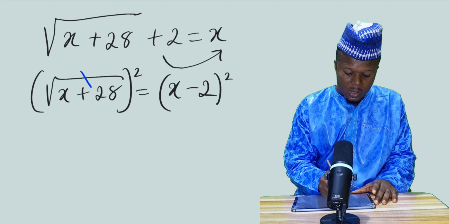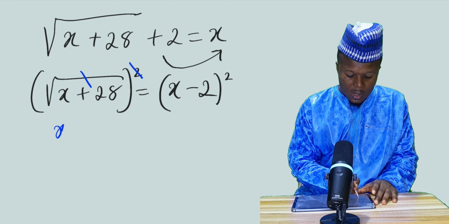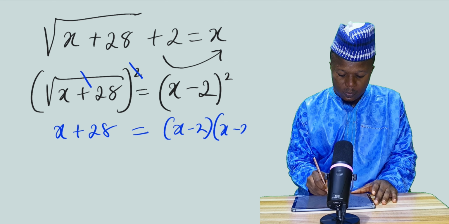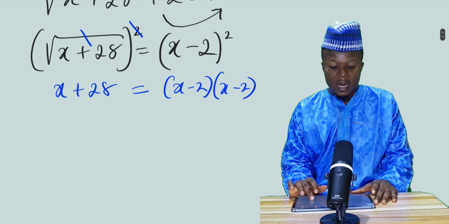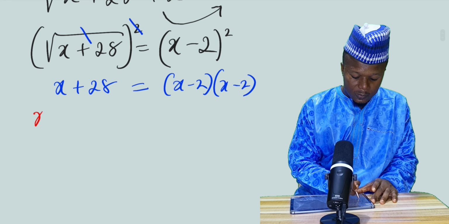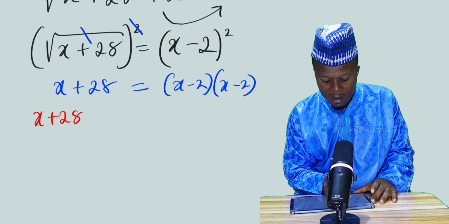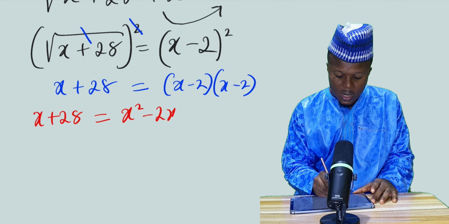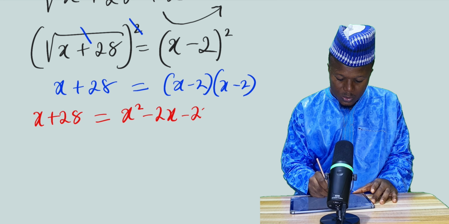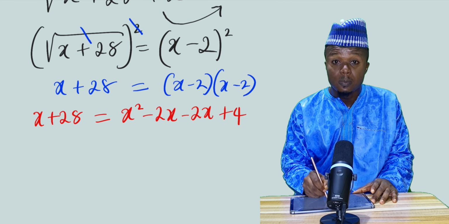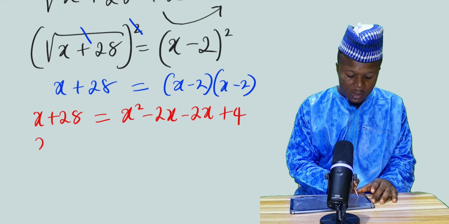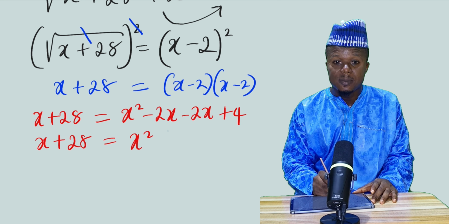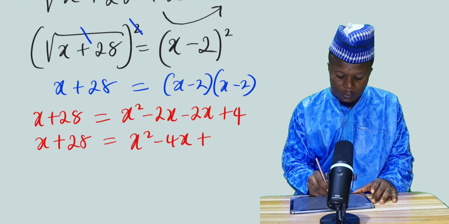When you do that, the square cancels the square root, leaving us with x plus 28 equal to x minus 2 into x minus 2, because the square means you are multiplying it by itself. So we have x plus 28 equal to x times x is x squared, x times minus 2 is minus 2x, minus 2 times x is minus 2x, and minus 2 times minus 2 is plus 4. From here we have x plus 28 equals x squared minus 2x minus 2x, which gives minus 4x, then plus 4.